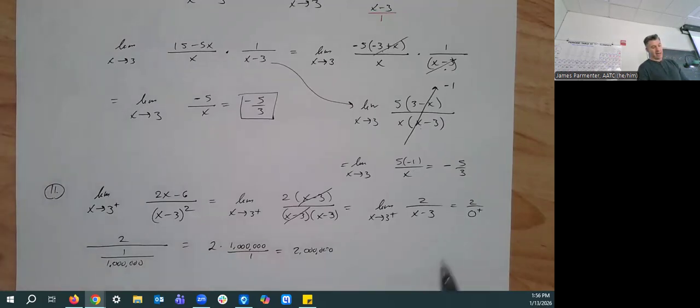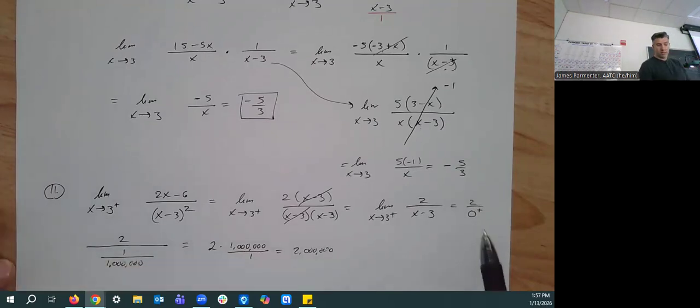So if you end up getting a limit where you have a non-zero number divided by something that's getting really, really close to 0, one of 3 things is going to happen. It's either going to be infinity or negative infinity, or if it's double-sided and the sides go different directions, like 1 up to infinity, 1 down to negative infinity, we're going to say it doesn't exist. And your job is to determine whether it's positive or negative, essentially.